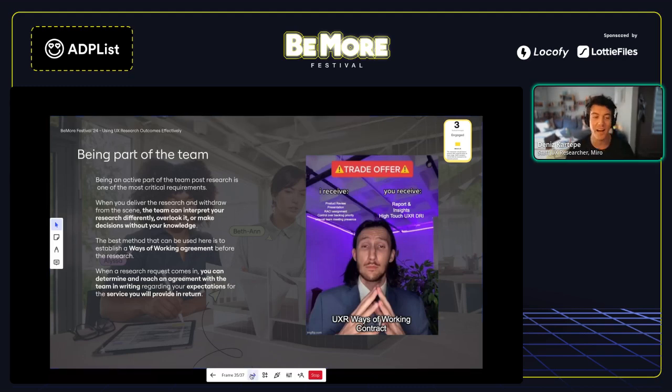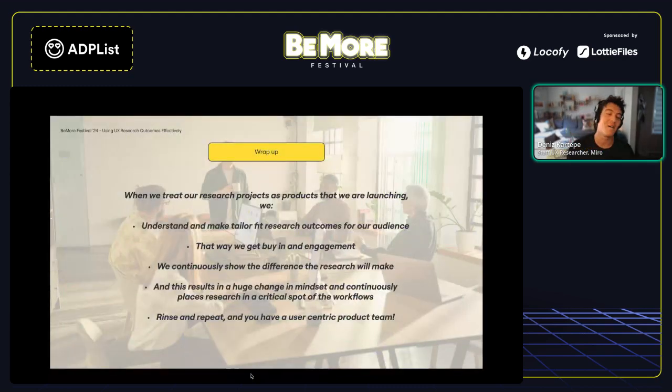And with that, I am wrapping up. So when we treat our research projects as products, that is our strategic principle that we talked about: research outcome as a product. We understand our user base and we tailor-fit research outcomes accordingly. We make it adaptable, flexible, we make it actionable, as clear as possible, and with as low cognitive load as possible. And that way, we get buy-in and engagement.